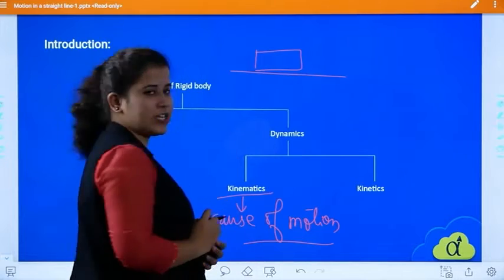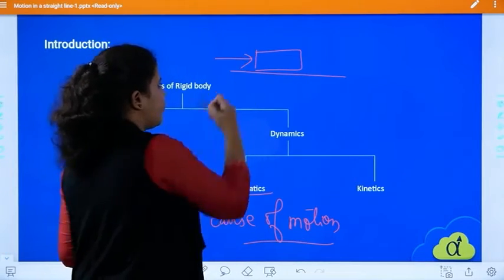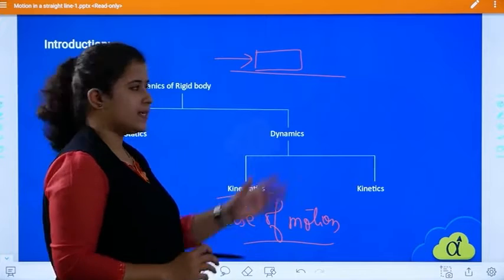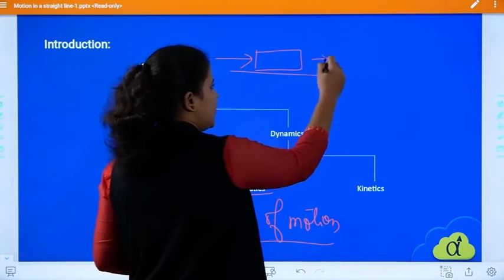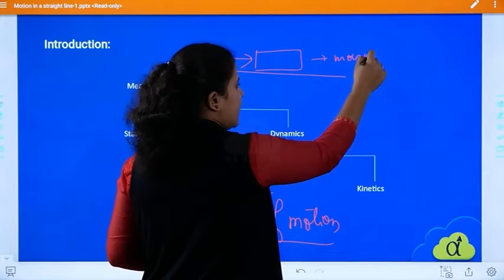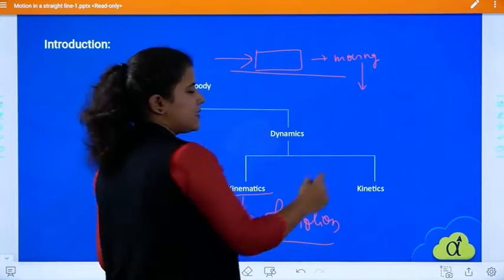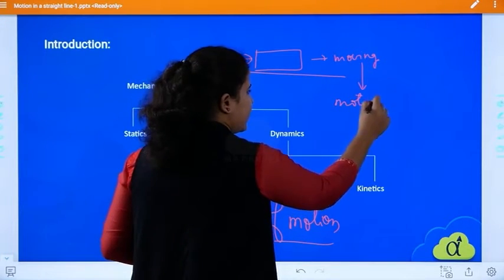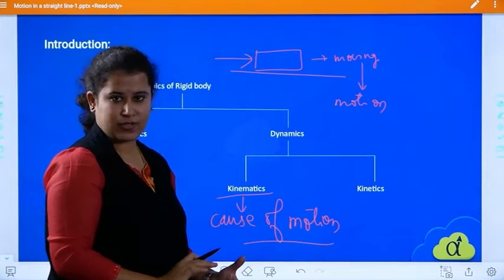So once I place it on a table, I'll apply certain force. Once I apply certain force to that box, what happens? The box starts moving, right? As it starts moving, what can I say? It is in motion. That is, the box is in motion, right? Because it is moving because of the force, right?